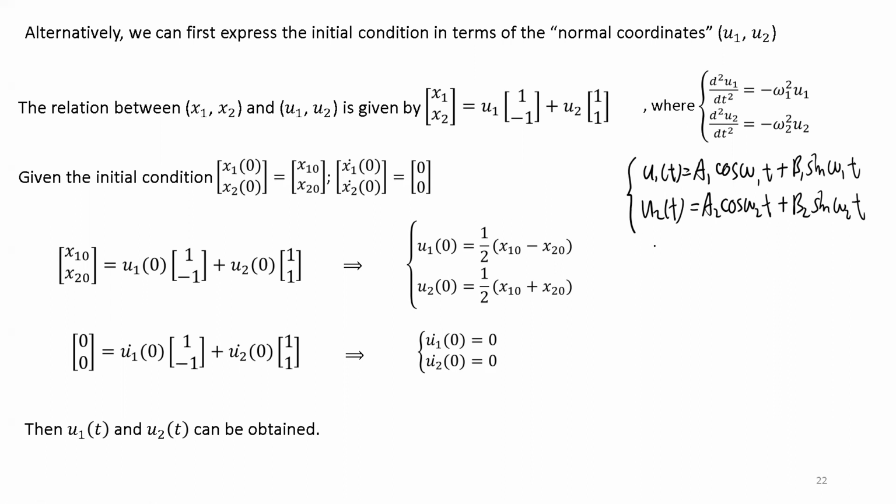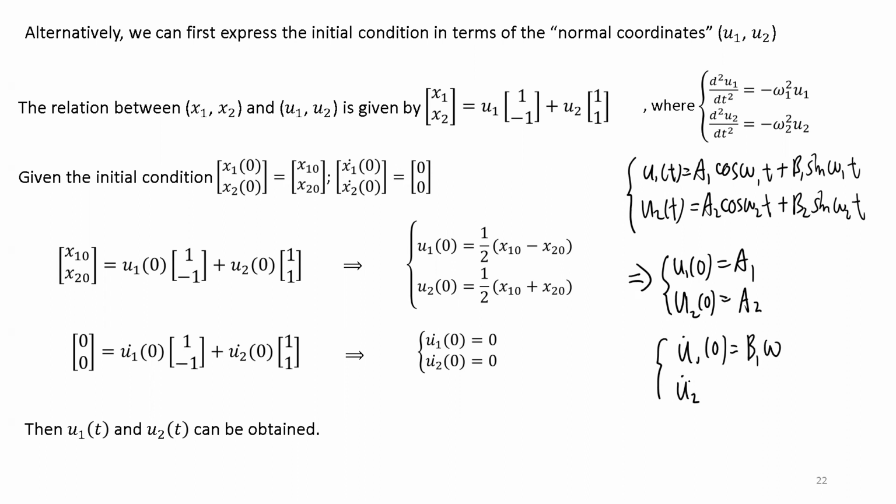From here you can see that u1 at t equals 0 is exactly A1, and u2 at t equals 0 is A2. Also u1 dot at t equals 0 is B1 omega, and u2 dot at t equals 0 is B2 omega. Once you find all this at t equals 0, you'll be able to find these constants, and at the end you'll find u1 and u2 as a function of time.